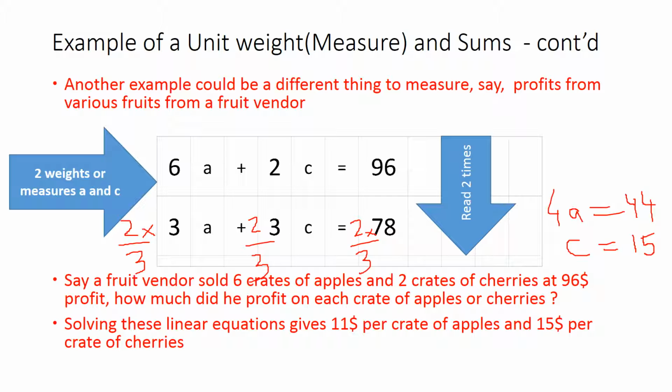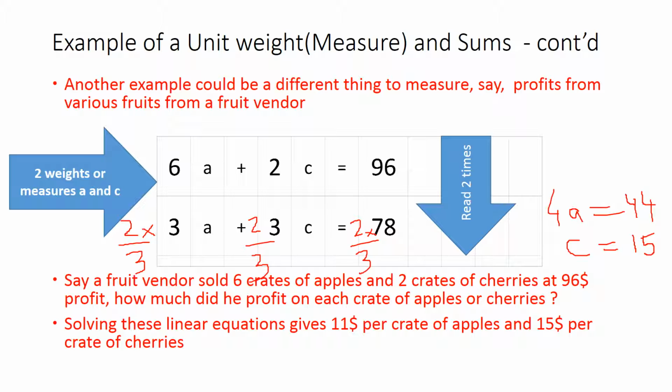Another example could be a different thing to measure, say profits from various fruits for a fruit vendor. Here we are writing 6 crates of apples, denoted by A, plus 2 crates of cherries, denoted by C, is equal to $96 in profits. Again, because there are two variables, we need two equations. So the second equation is 3A plus 3C is $78 in profit.